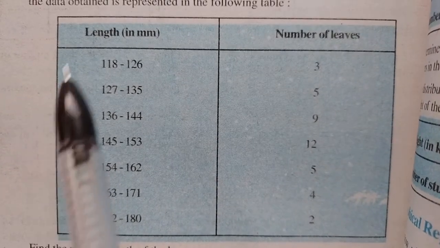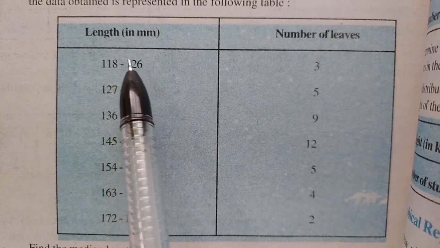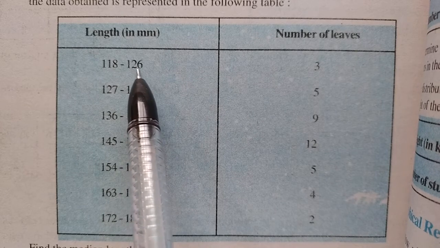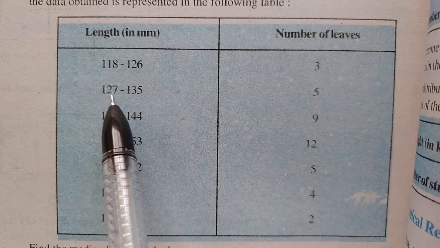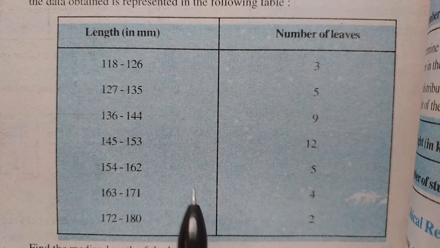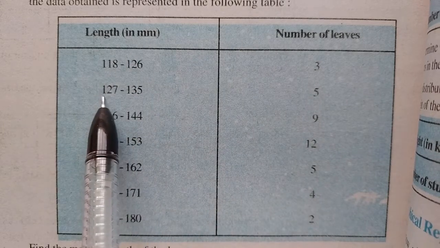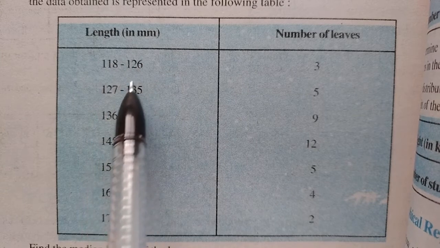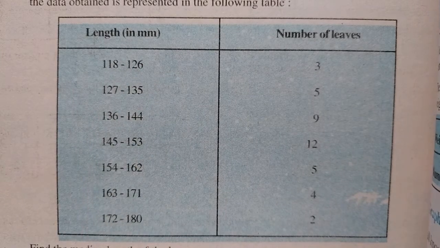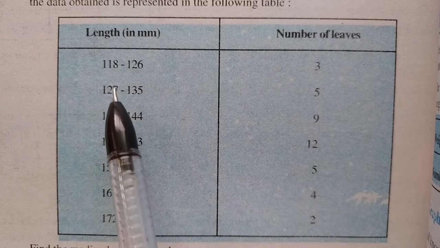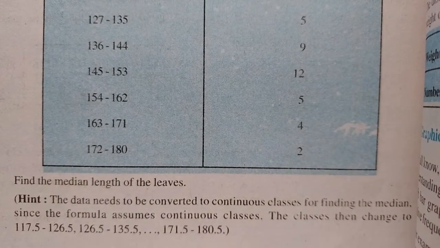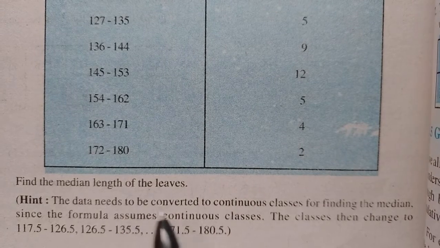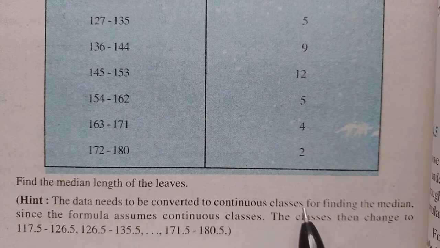Here 126 should be the next class's starting number, then we could directly start, but here the next number given is 127. So this is not continuous data, and we have to convert it according to the given hint. Let us read the hint: the data needs to be converted to continuous classes for finding the median.